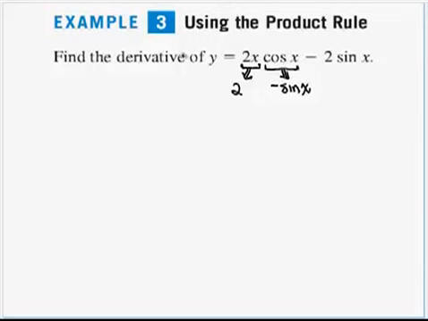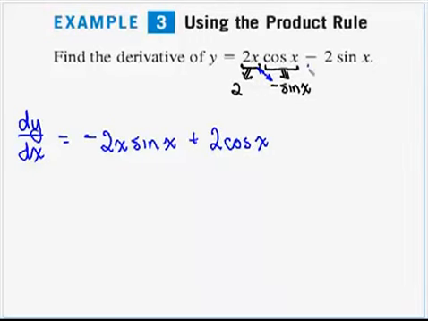So we have y equals, let's change it up, dy dx. We're deriving the y function with respect to the x variable. So first times the derivative of the second, sort of along this diagonal, negative 2x sine x. Put the negative first, negative 2x sine x, plus second, or times the derivative of the first, 2 cos x.